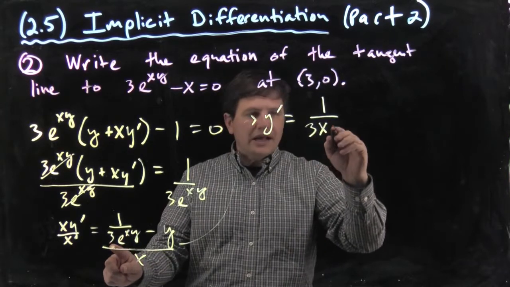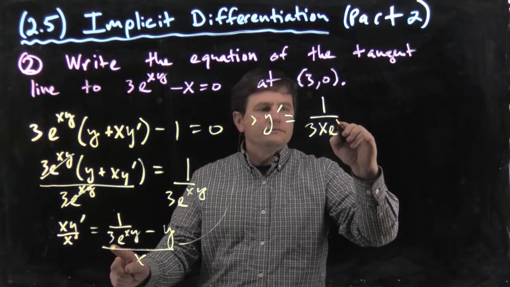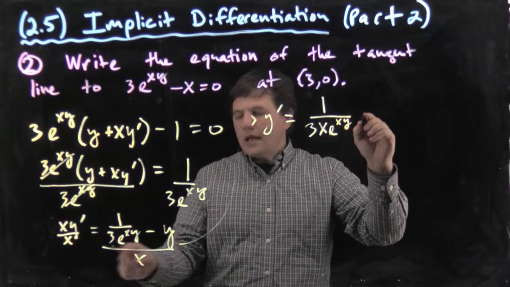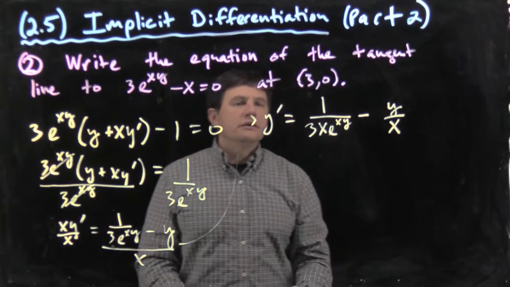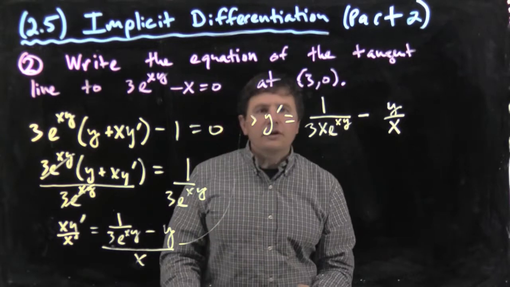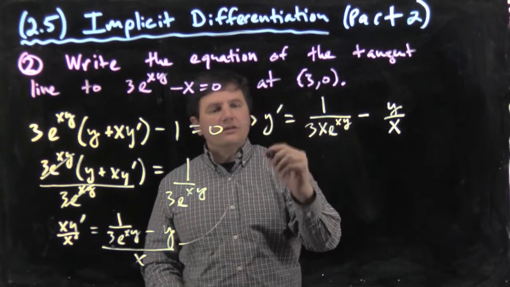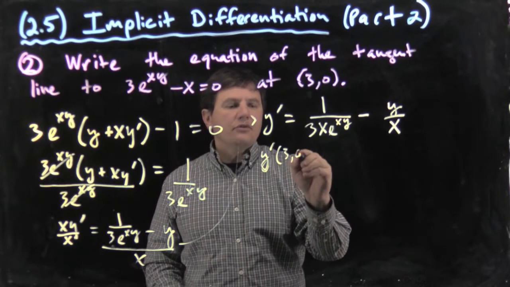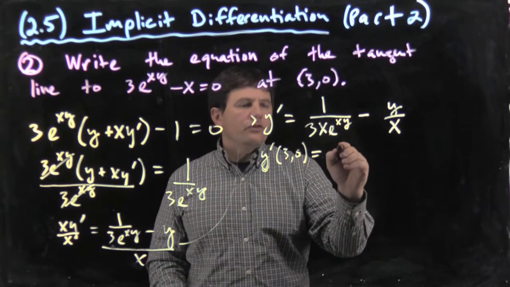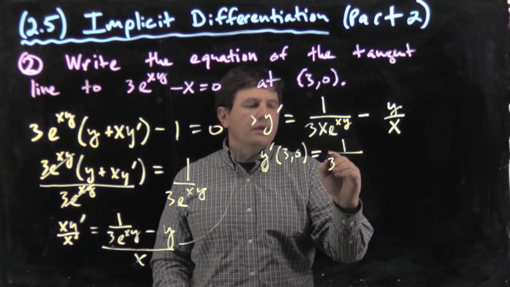So just put an x there. Okay, minus, and then y over x. So that is a perfectly good form of the derivative. Now I'm going to get the slope by plugging in that point, 3, 0. So 1 over 3.